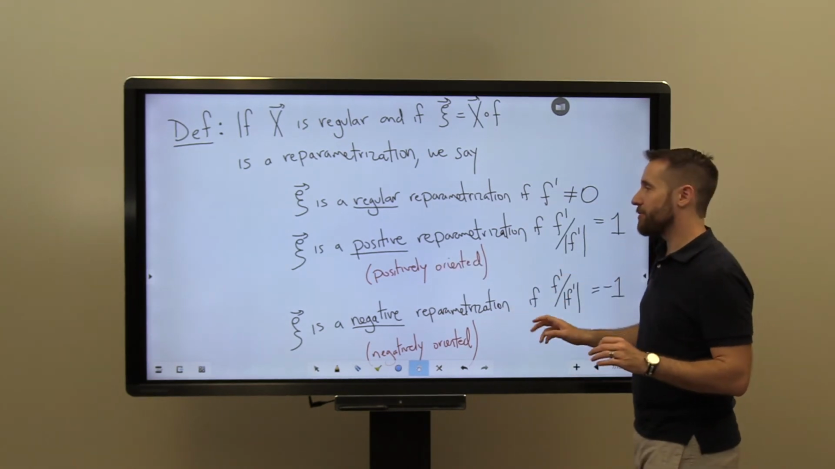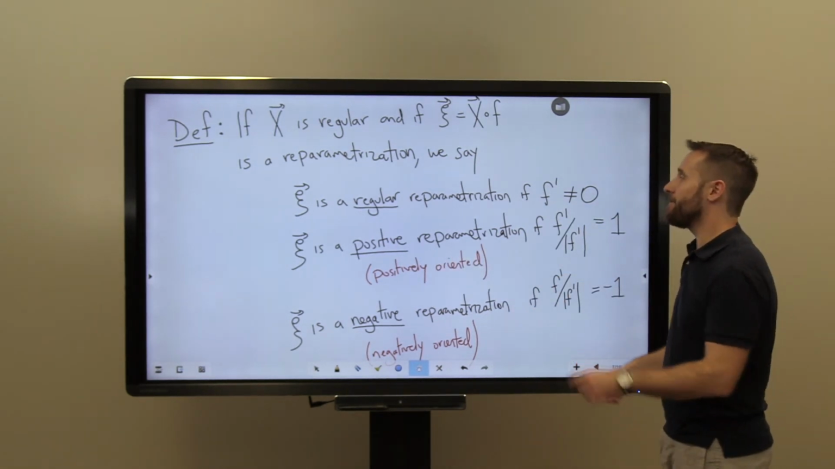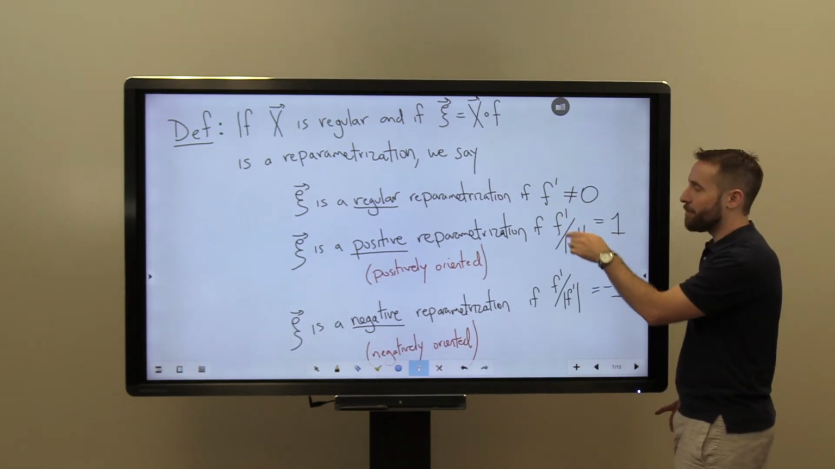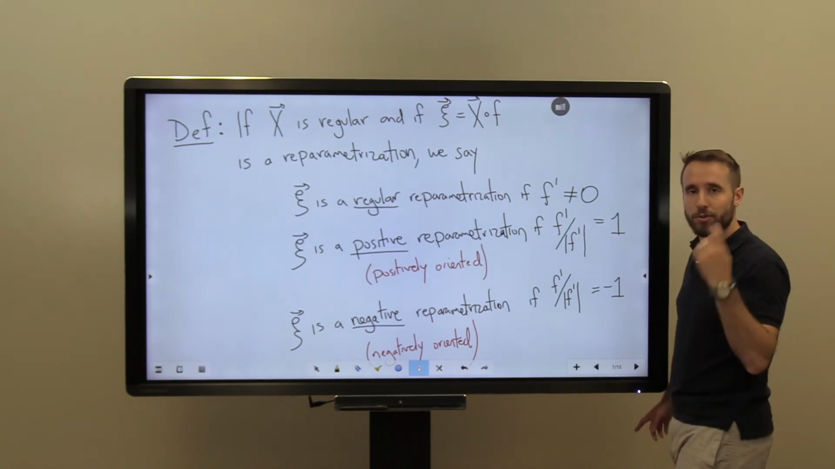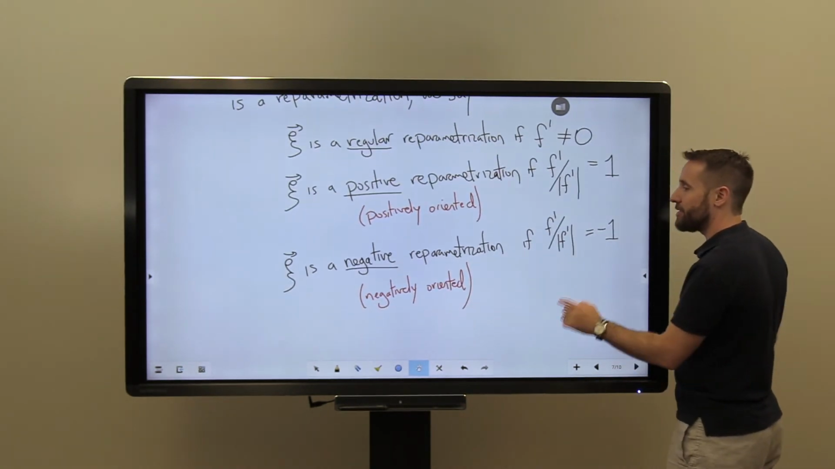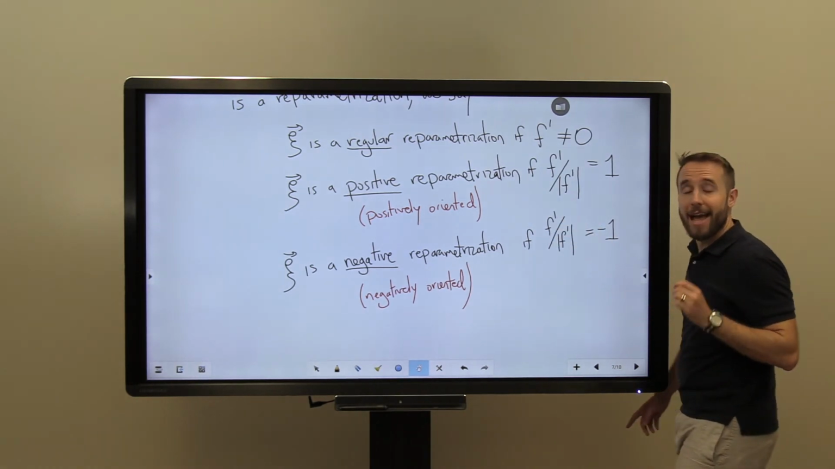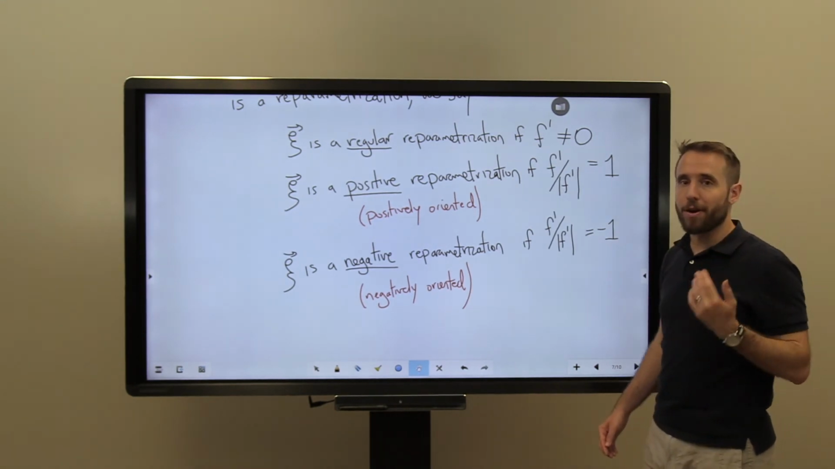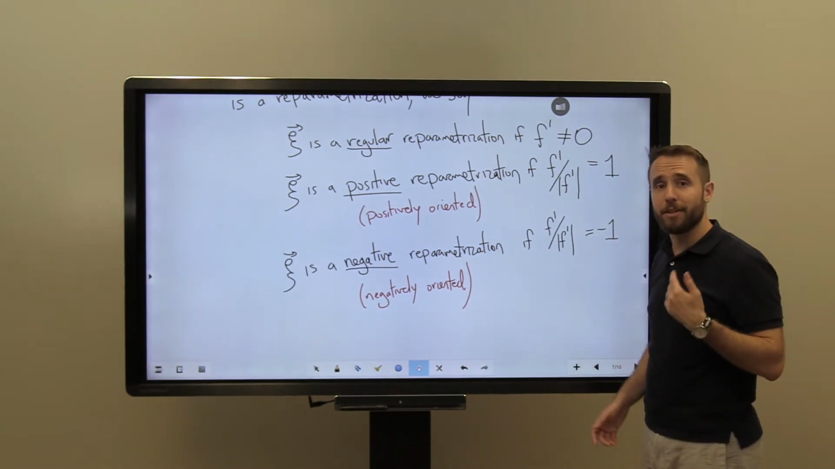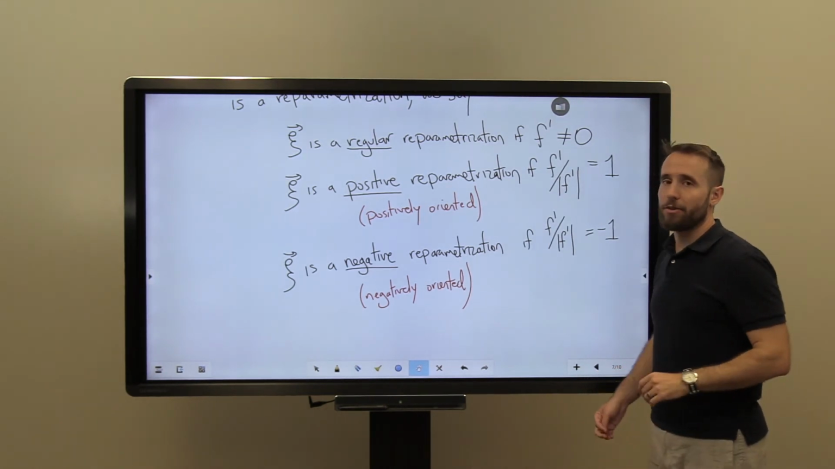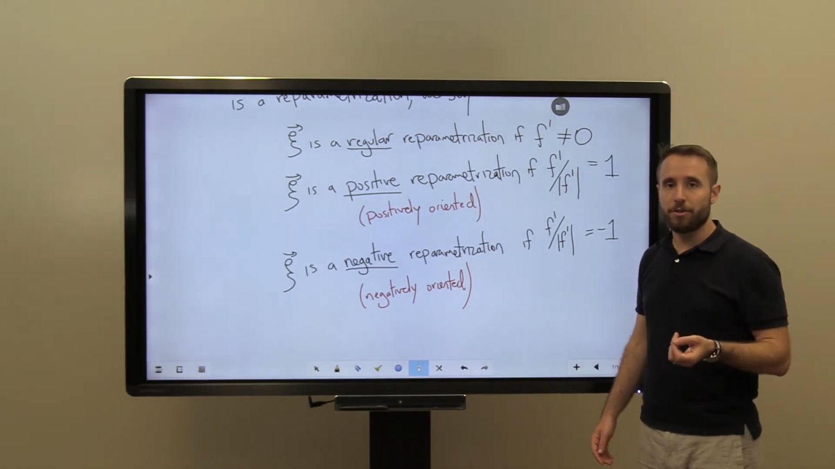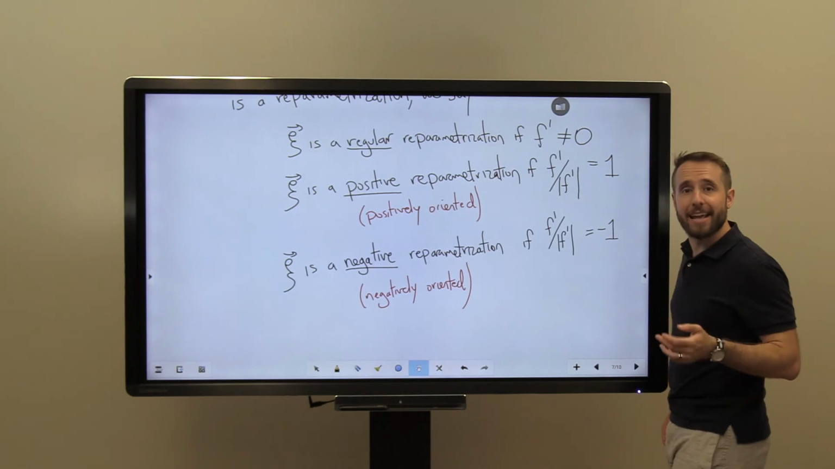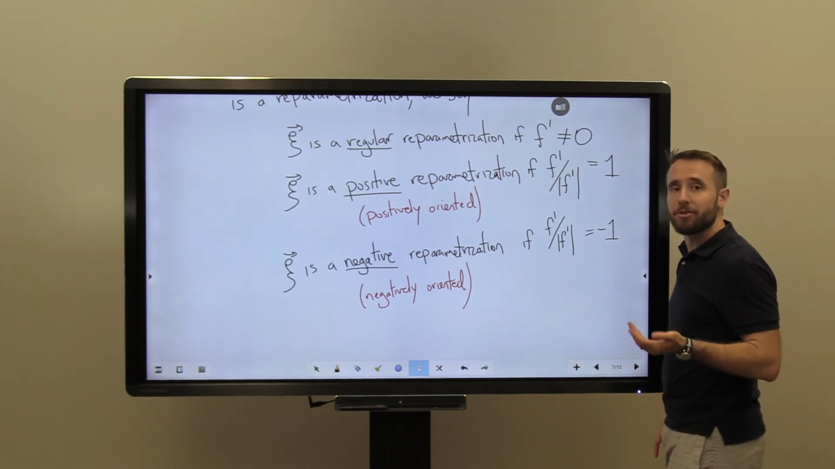We can say that the reparameterization is a positive reparameterization if it's regular and if the expression f prime divided by the absolute value of f prime is equal to 1. It's a negative reparameterization if that quantity, f prime divided by absolute value of f prime, is equal to -1. And so if our reparameterization is positive, or positively oriented, that means that it's tracing out the curve in the same direction as the original parameterization. So xi and x go in the same direction. If it's a negative reparameterization, it just means that they go in opposite directions.